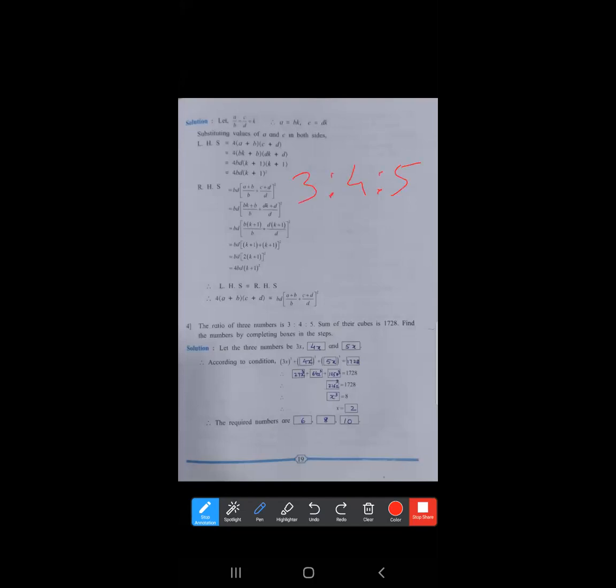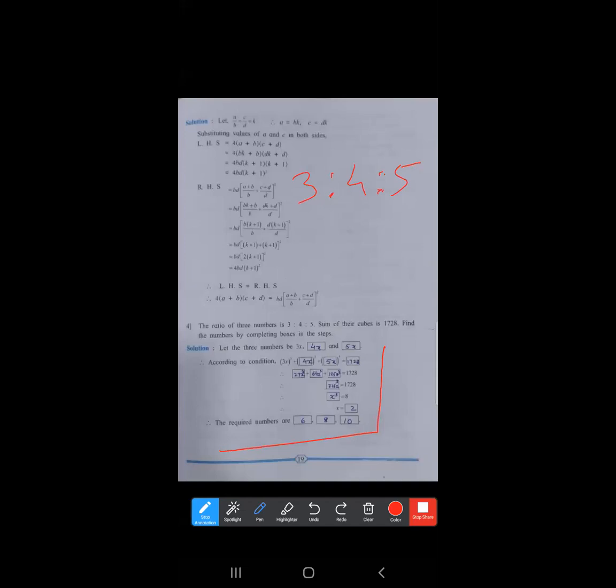3:4:5. The sum of their cubes is 1728. Find the numbers by completing the boxes in the steps. Already the whole solution is given, students. You need to complete only the blank boxes.